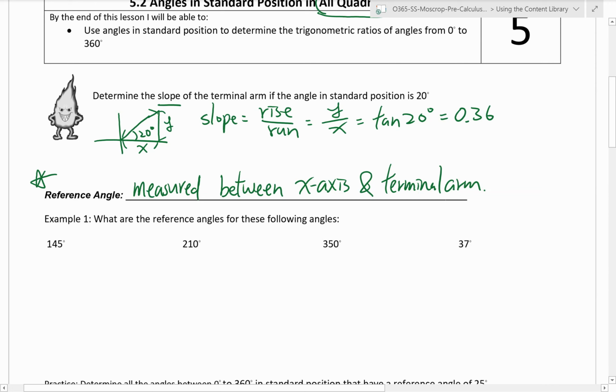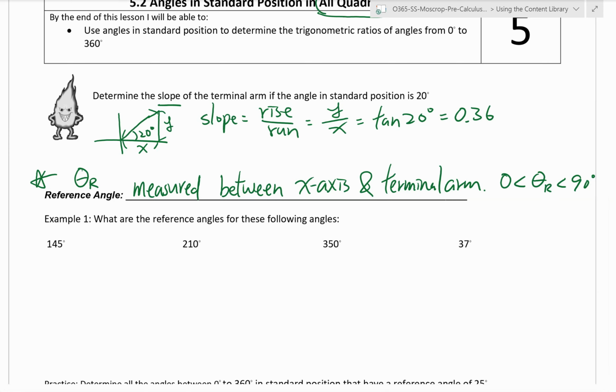Last time we talked about angle in standard position. That was measured between the terminal arm and positive x-axis, always starting from positive x-axis. Reference angle does not have to start from positive x-axis. However, it is always measured between the x-axis and terminal arm. Let me call this theta r. I always use theta r to denote reference angle. Theta is the angle, and r denotes its reference. It is always between 0 and 90 degrees. Reference angle is always less than 90 degrees and bigger than 0.